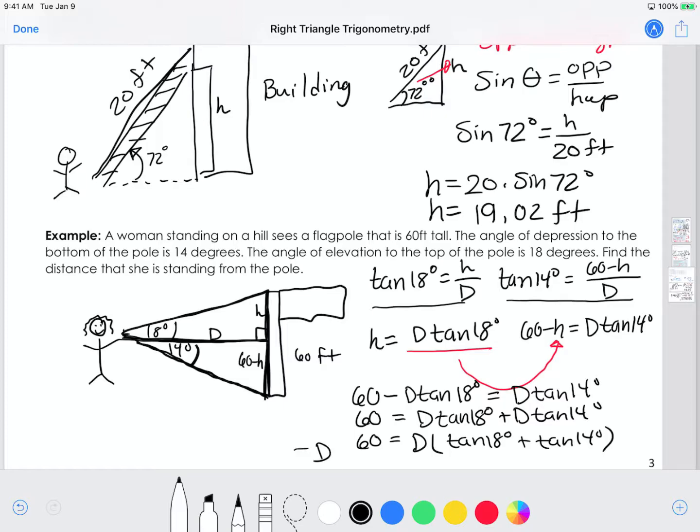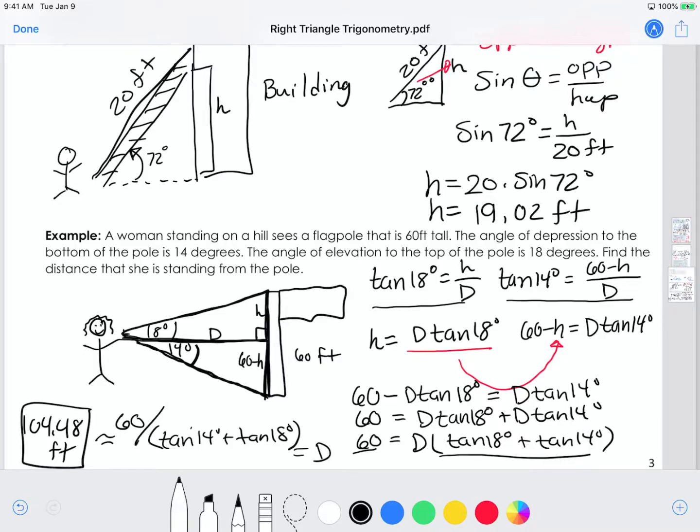So my value of d is going to be whatever I get when I take 60 and I divide it by tangent 18 plus tangent 14. So on my calculator, I'm going to put 60 divided by tangent of 14 degrees plus tangent of 18 degrees, making sure that I put parentheses around the entire denominator so the calculator knows all of that is in the denominator. And when I do that, I'm going to get 104.48 feet if I round to two places.